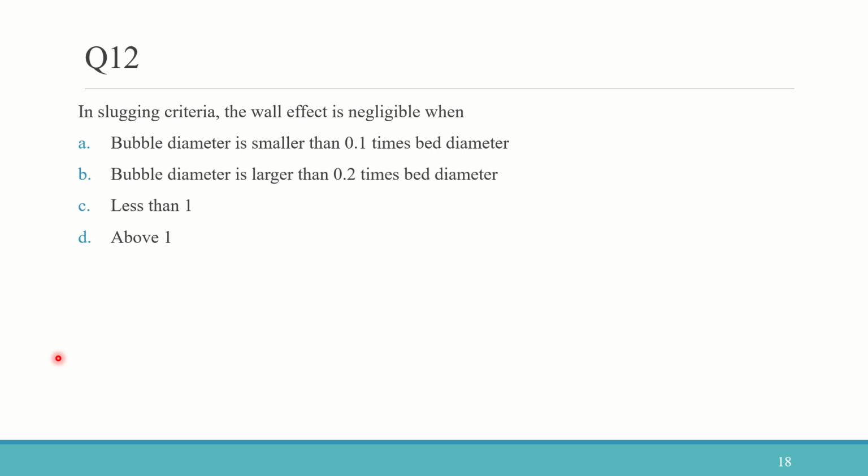This particular question we have seen many times. When bubbles are smaller than a certain criterion compared to the bed diameter, we call the wall effects negligible. So wall effects do not significantly matter because the bubble diameter is comparatively smaller than the bed diameter. So option A is the right answer. Now let us go to question 13.